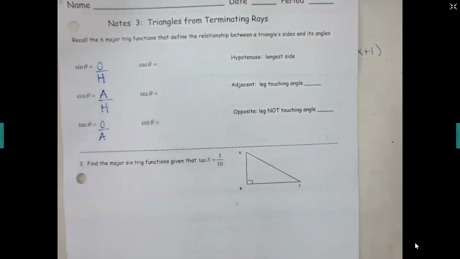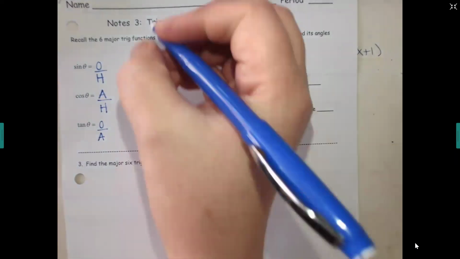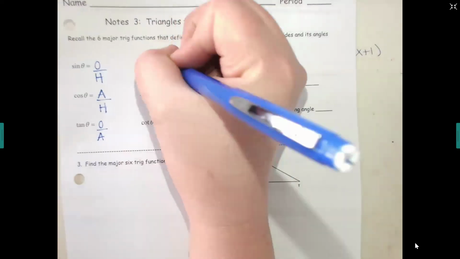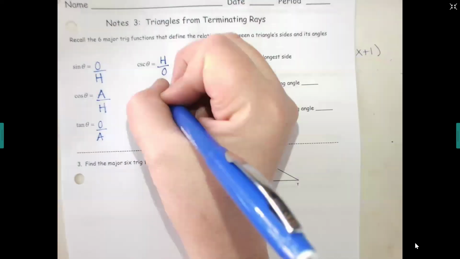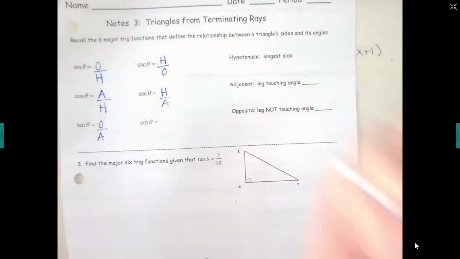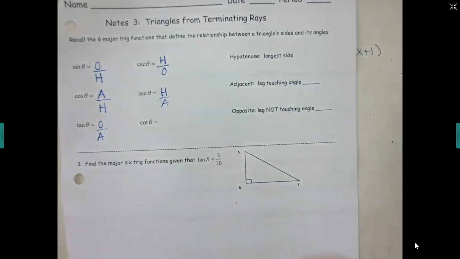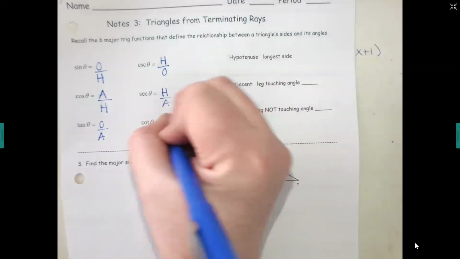And then remember that the other three, they're already with their partner. You're just going to flip-flop. So CSC is H over O. Okay, remember that's pronounced cosecant. SEC is secant, that's H over A. And then cotan or cotangent would be A over O.